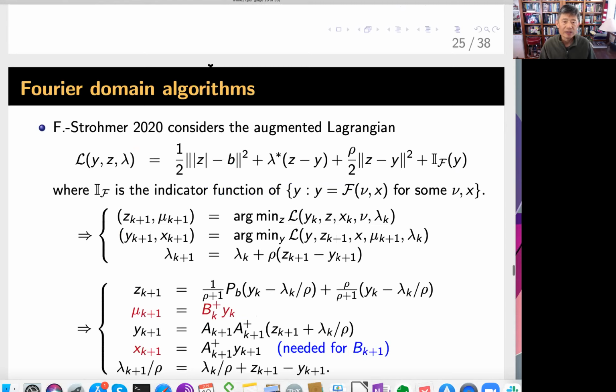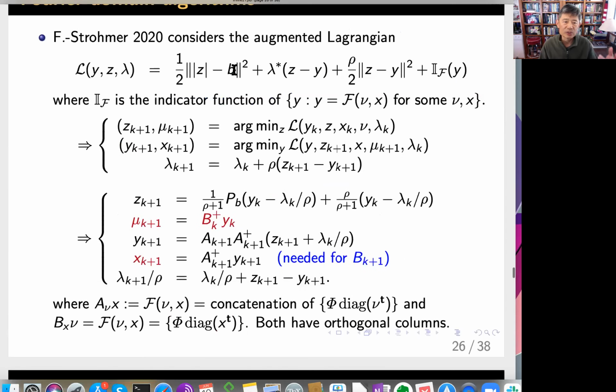So just roughly speaking, B is your data. You introduce two additional variables in the Fourier domain, Z and Y. You're looking for Z whose modulus is given by B, and now you relax the constraint about the data by introducing the augmented Lagrangian. And then you go through the standard steps.